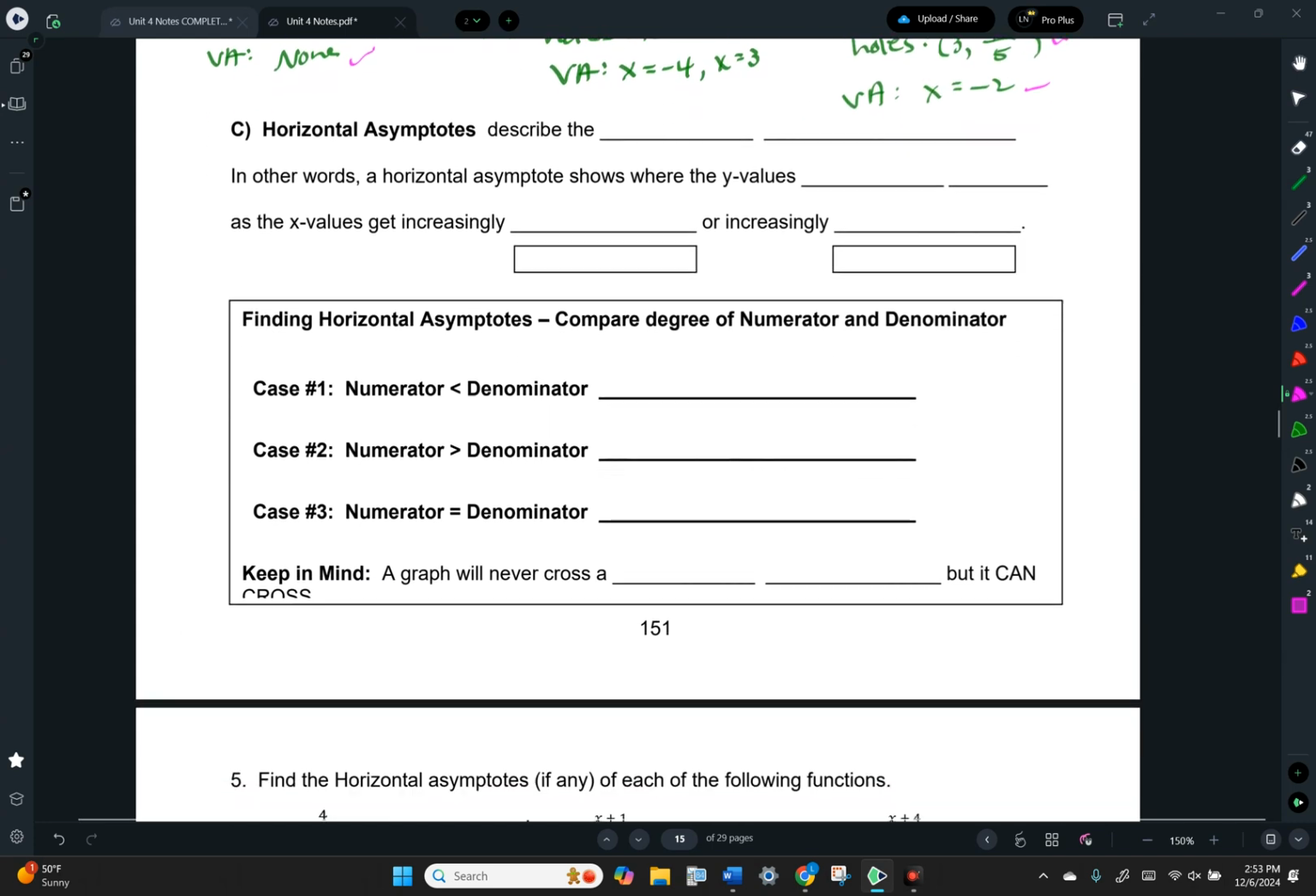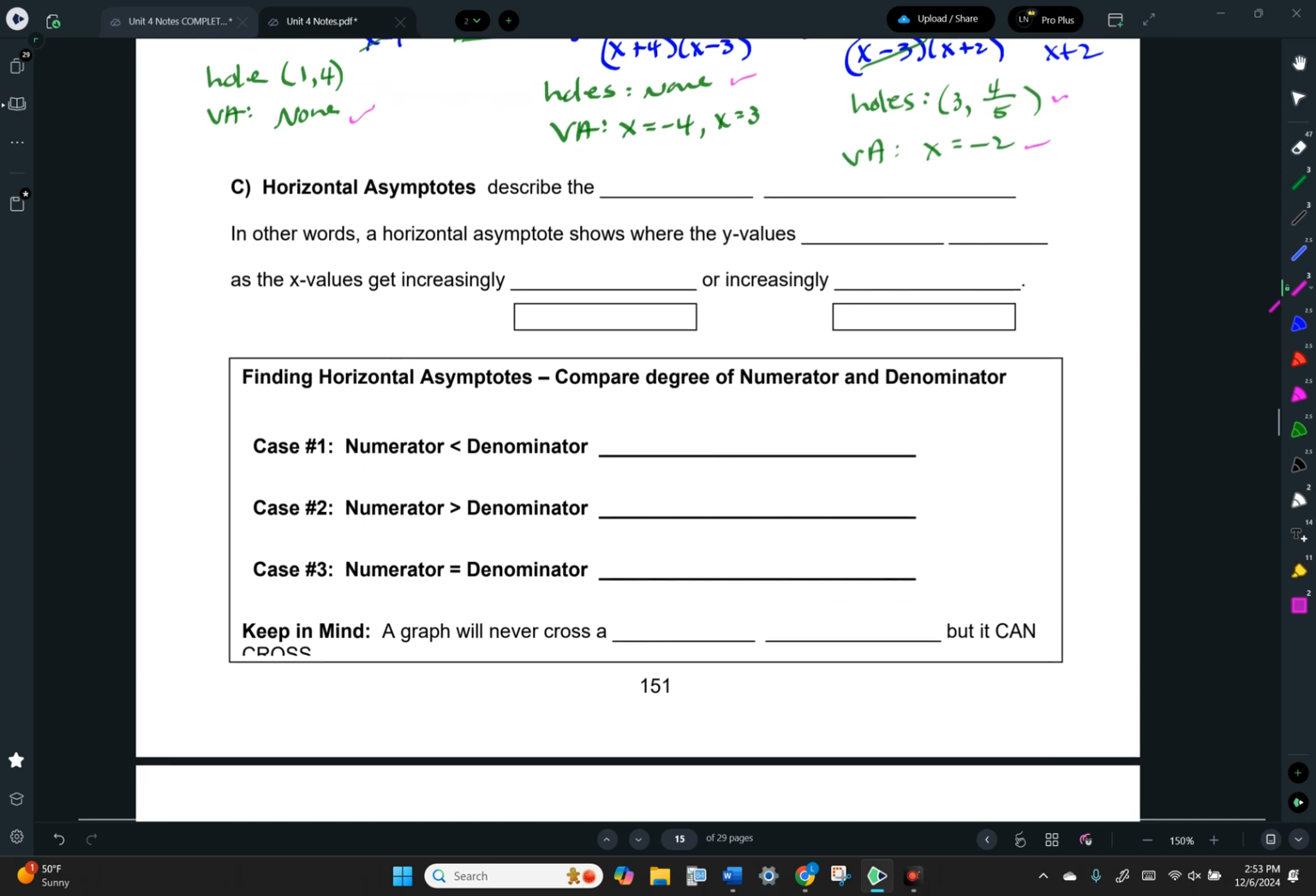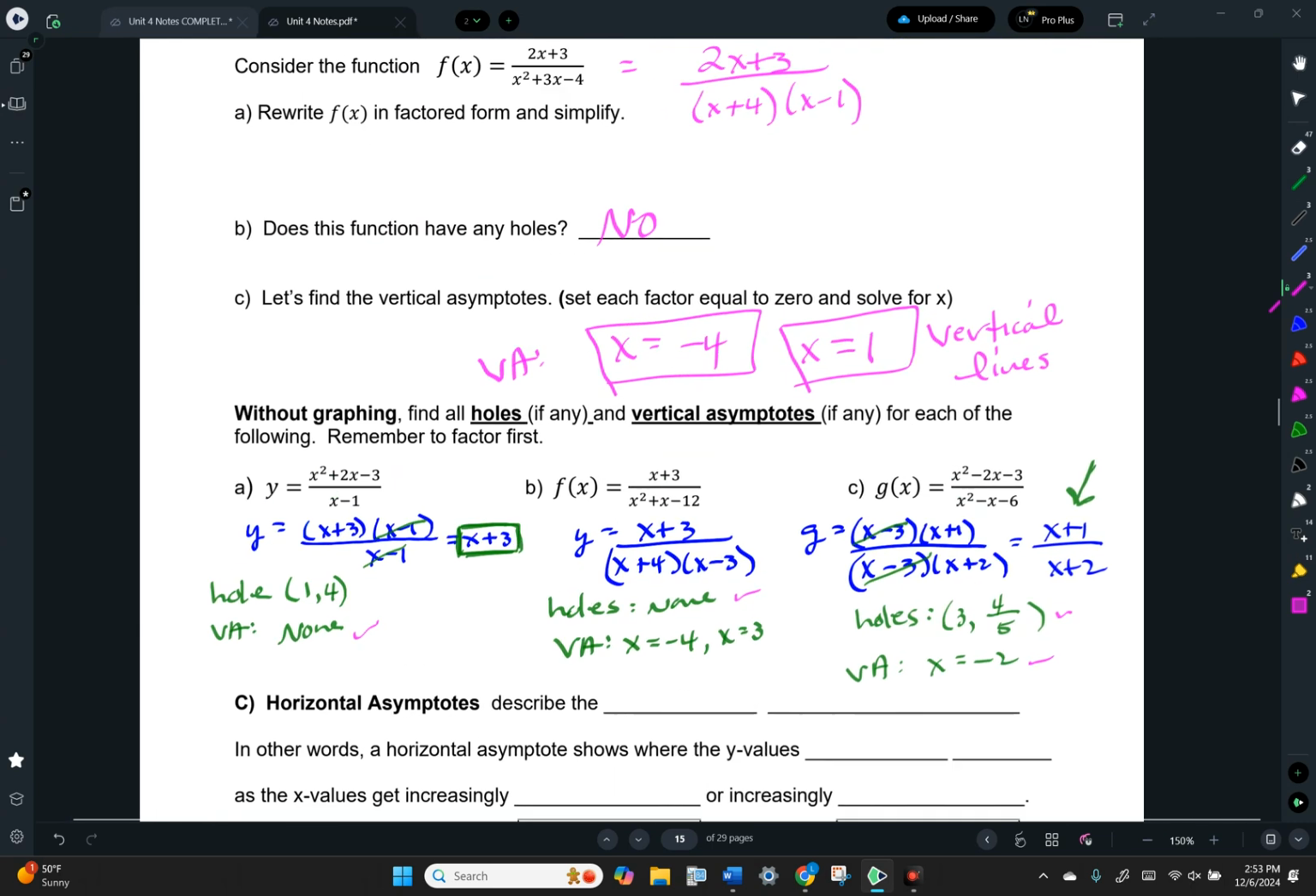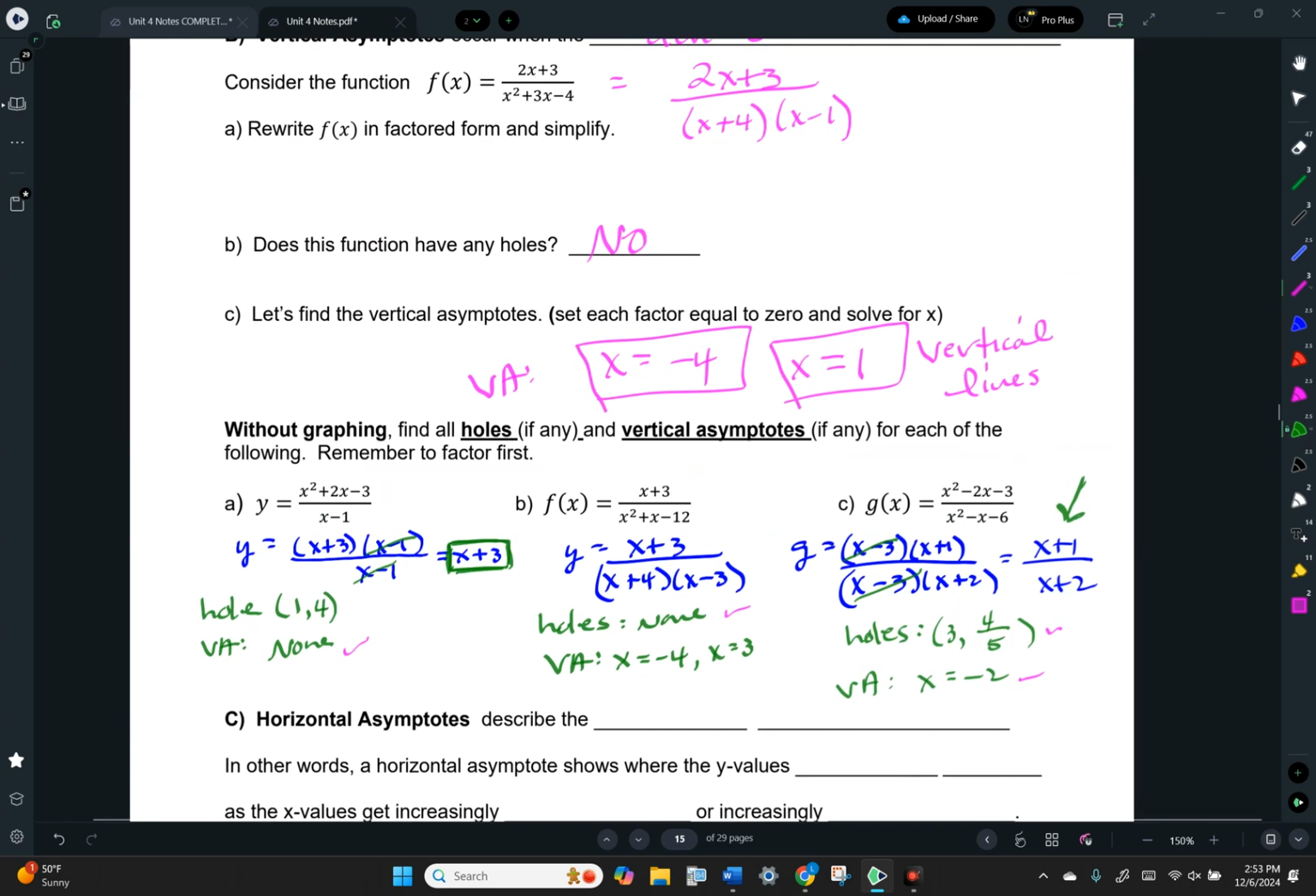There's also horizontal asymptotes. And just to give you a refresher, remember when we were doing parent functions and we talked about, hey, if you have the graph of y equals 1 over x, remember how for 1 over x, we said, okay, you've got a horizontal asymptote and you have a vertical asymptote. And then we would use those asymptotes to draw the rough sketch of our graph.